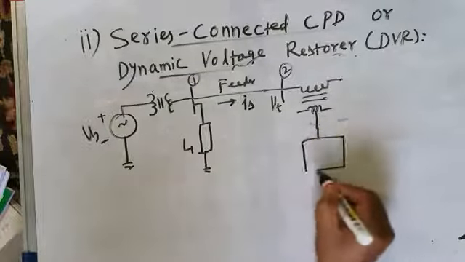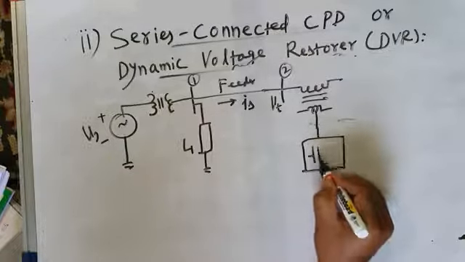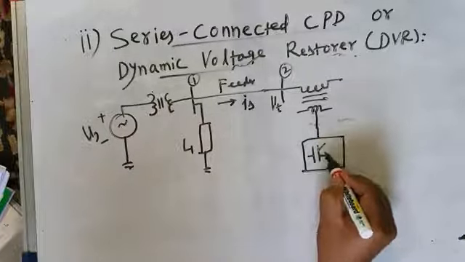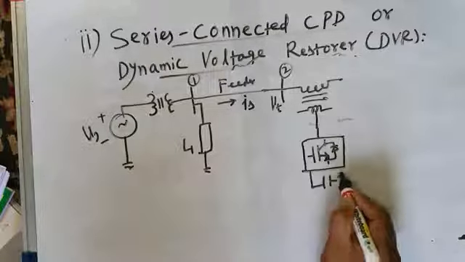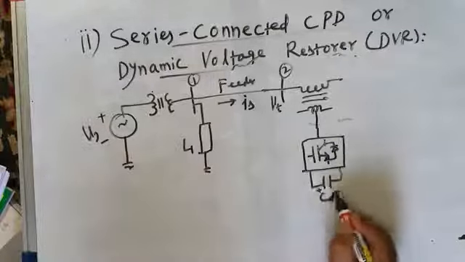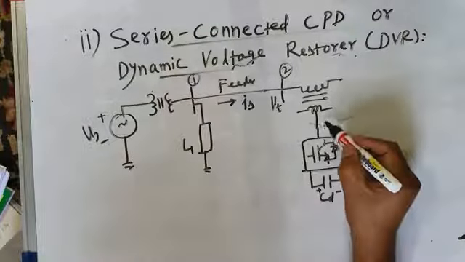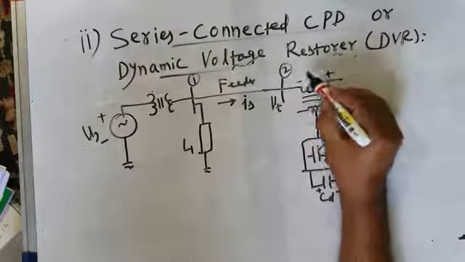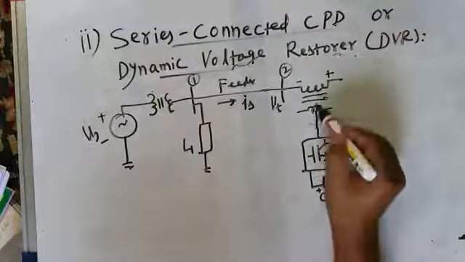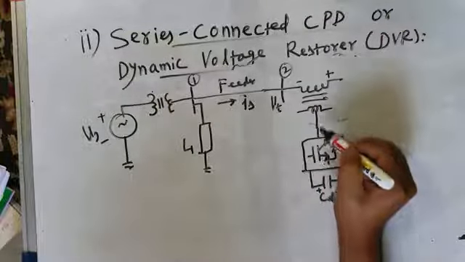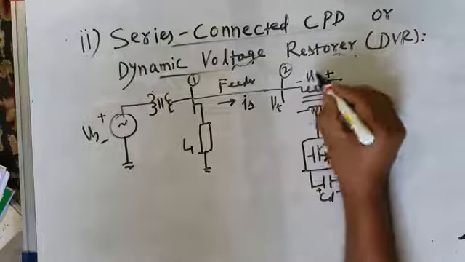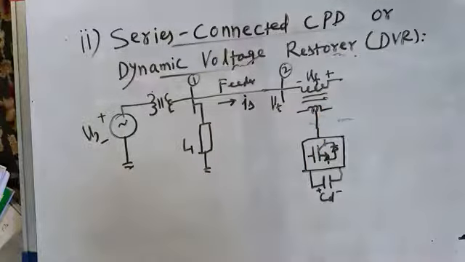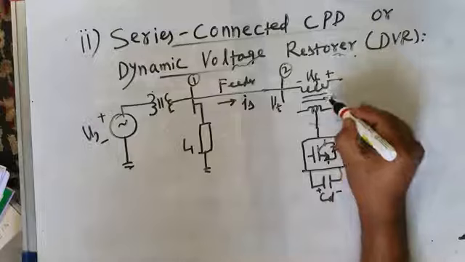It is also a 3-phase voltage source inverter like this. This is the symbolic representation of a 3-phase voltage source inverter. What is an inverter? The inverter has a DC side. It converts DC into AC, and it injects now. Previously we were using it as a D-STATCOM, and in that case it was injecting current. Now here we are using it as a DVR. It injects the voltage through this injection transformer.